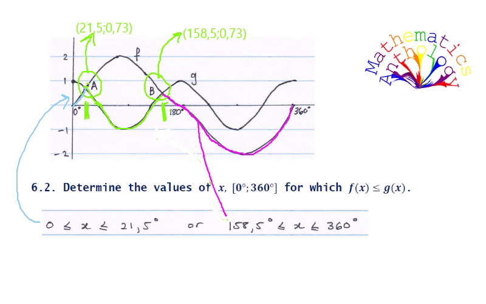The second portion of the graph where f is below g is the purple part of the graph that I've drawn there, and that is from the point of intersection at b, which is 158,5 degrees, all the way until 360 degrees. So my answer there for the purple section will be 158,5 degrees less than or equal to x less than or equal to 360 degrees.